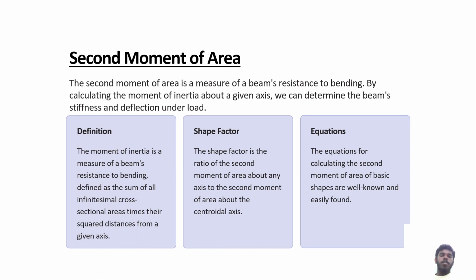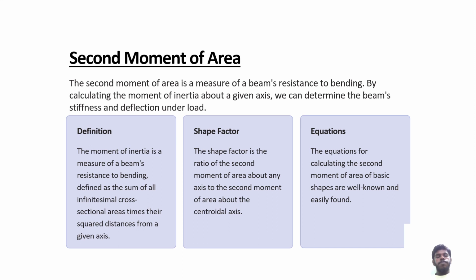Second moment of area. The second moment of area is a measure of the beam's resistance to bending, calculated as the moment of inertia about a given axis. We can determine the beam's stiffness and deflection under loads. Definition of moment of area. The moment of inertia is a measure of a beam's resistance to bending, defined as the sum of all infinitesimal cross-sectional areas times their squared distance from a given axis.